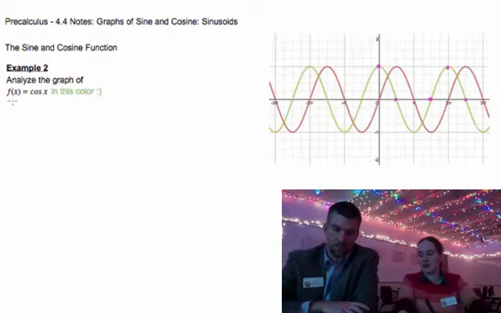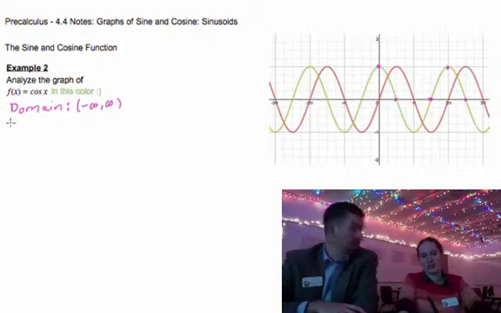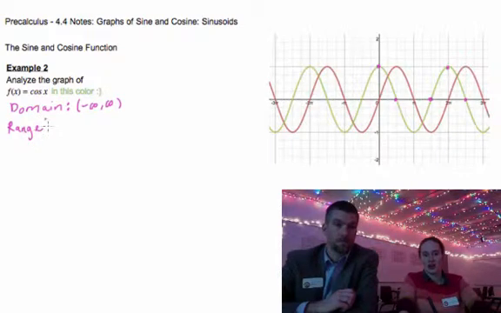Domain, for instance, is all the x values that you could put into the function, and we can put every x value into this function. So the domain goes from negative infinity to infinity. That didn't change from what it was with sine. Our range doesn't really change either. Even though we're getting to 1 and negative 1 at different spots, those are still the values of y that we're oscillating between, negative 1 and 1.